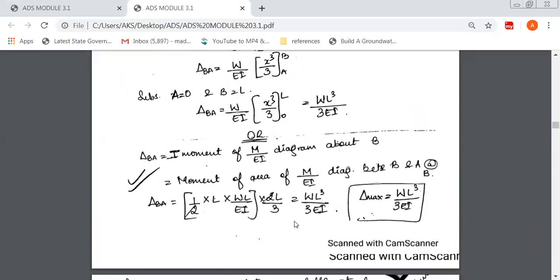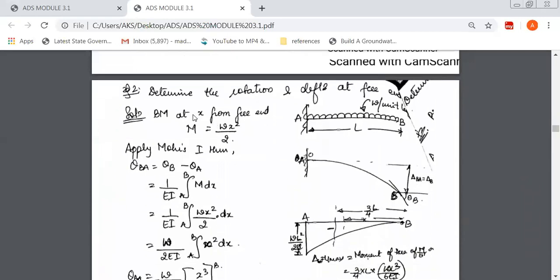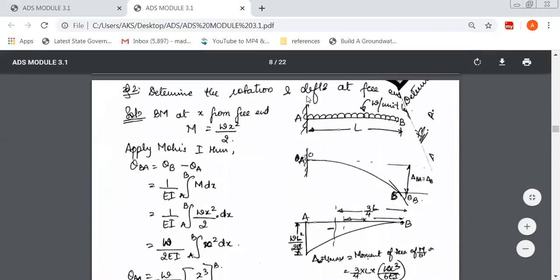Likewise, let's check out the next problem. So here, determine the rotation and deflection at the free end. That means at B.